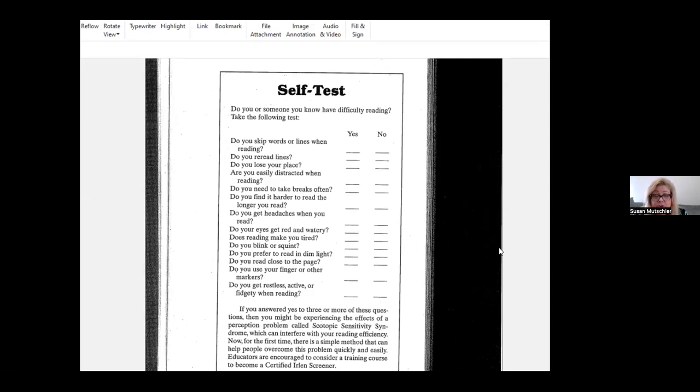I have put this in your Google Share Drive as well. This is like a quick self-test. And if you answer yes to 3 or more of these questions, then you might have that sensitivity syndrome or the Erlen syndrome, and you might possibly benefit from not using overhead lights, or wearing a visor or using some of the colored overlays.